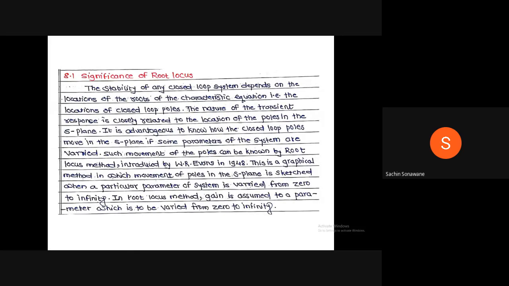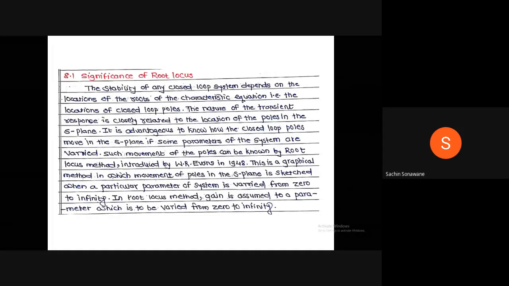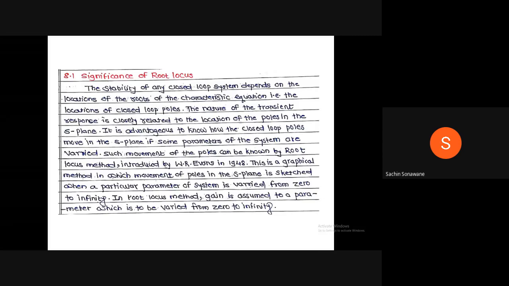It is advantageous to know how the closed loop poles move in the S-plane if some parameters of the system are varied. Such movement of the poles can be known by the root locus method, introduced by W. R. Evans in 1948. This is a graphical method in which movement of poles in the S-plane is sketched when a particular parameter of the system is varied from 0 to infinity. In the root locus method, gain is assumed to be the parameter which is varied from 0 to infinity.